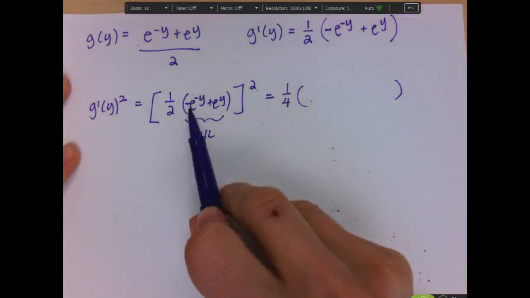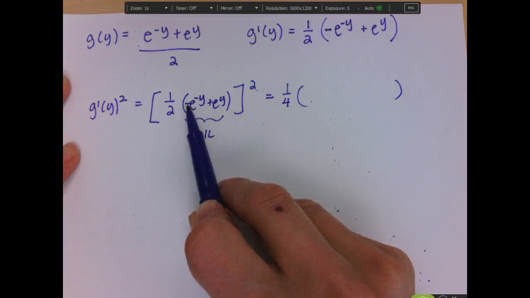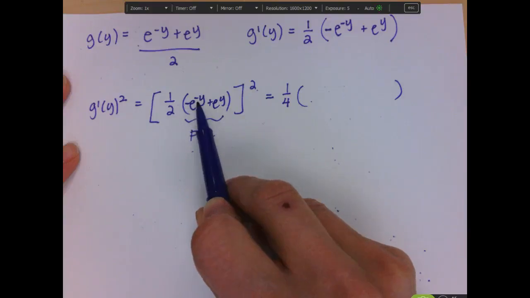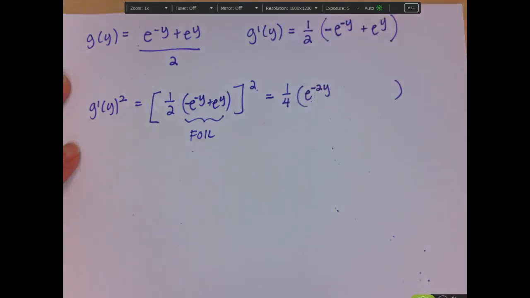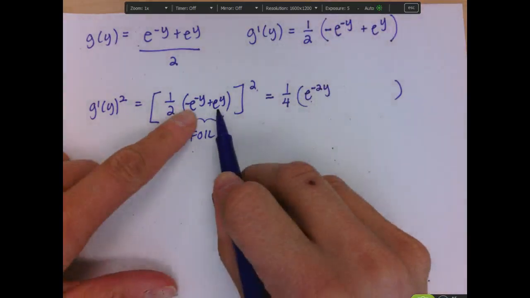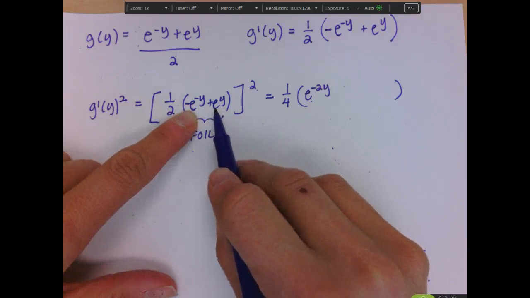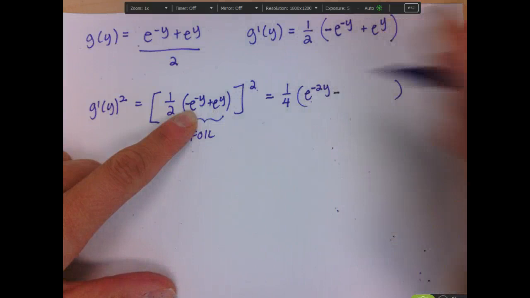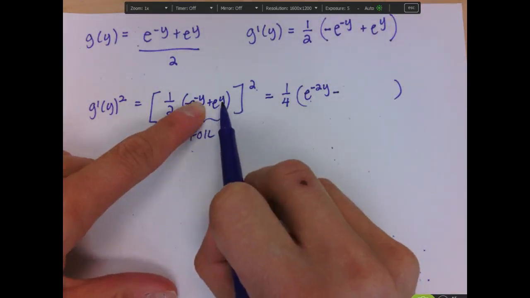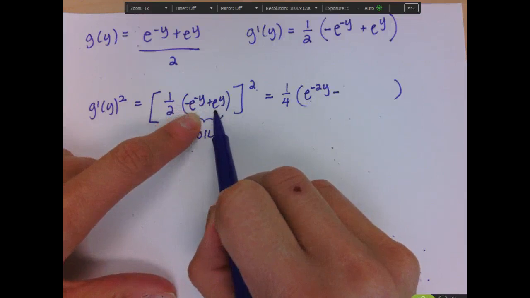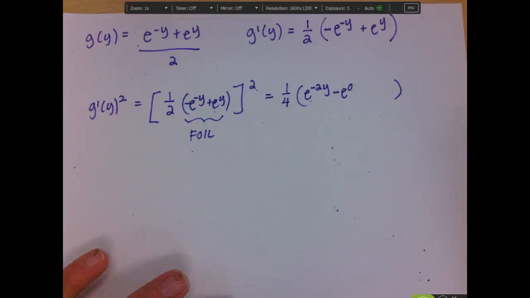So let's first of all take negative e to the negative y and square it. The negative becomes positive, and if I have e to the negative y times e to the negative y, that's e to the negative 2y. If I multiply negative e to the negative y times positive e to the y, first of all I get a negative, and then I add my exponents. y plus negative y is 0. So I get negative e to the 0, which hopefully you guys are noticing is actually just going to be 1.